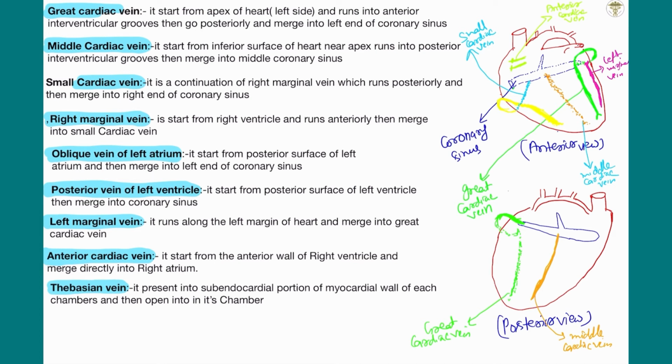Third, I will discuss the small cardiac vein. First of all I will make the right marginal vein, because the small cardiac vein is a continuation of the right marginal vein. I will make this with the dotted line. This is the right marginal vein. It's less visible, so I make this thick. It's the right marginal vein and goes here.